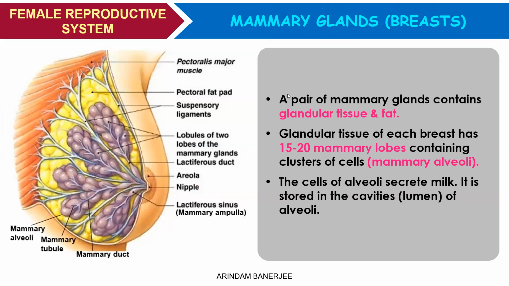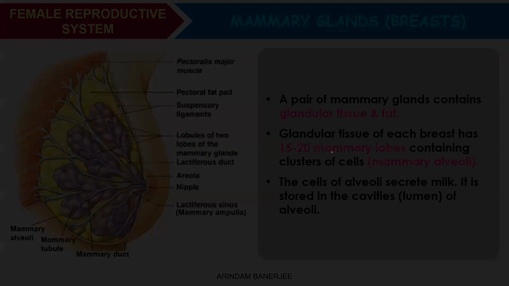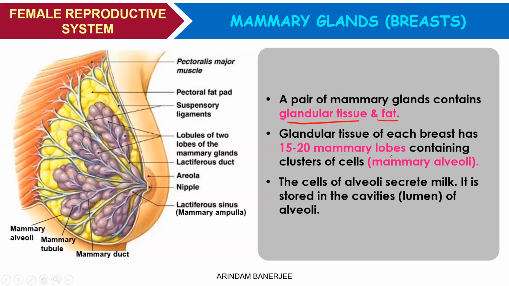Now, in case of the mammary gland, how is the mammary gland formed and by what is it formed? Mammary gland is basically formed of tissue, and which type of tissue is that? It's glandular tissue. Remember, the type of tissue is glandular tissue, okay, and fat. So how is this glandular tissue formed? By 15 to 20 mammary lobes, it is actually formed.